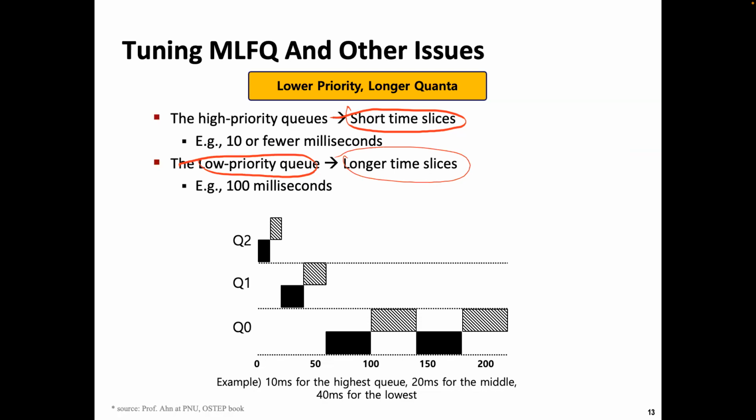So we could consider the lower priority and longer time slice. So this is the figure for the adjusted time slice. So actually this is the natural behavior, or the natural decision for the process behavior.